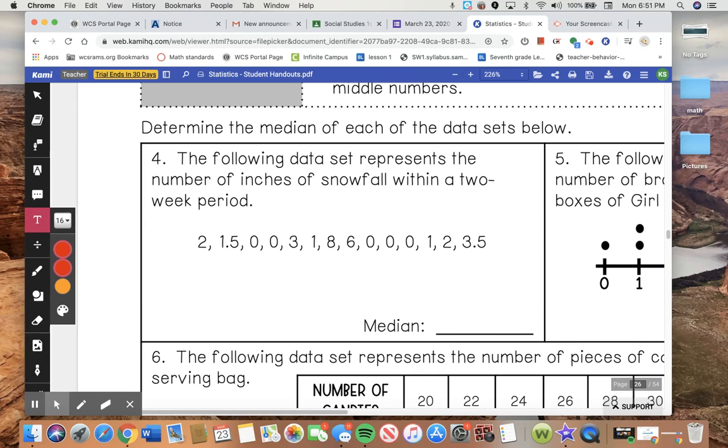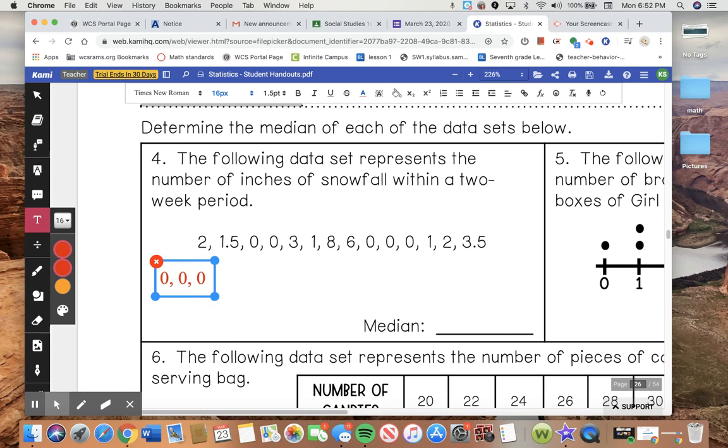The following data set represents the number of inches of snowfall within a 2-week period. So here is all of our data points that they give us. The first thing we have to do is put them in order from least to greatest. I know I have zeros, so I'm going to count them out first. I have 1, 2, 3, 4, 5. And then typically when I do this, I like to cross them out up here just so I know I got all of my numbers.